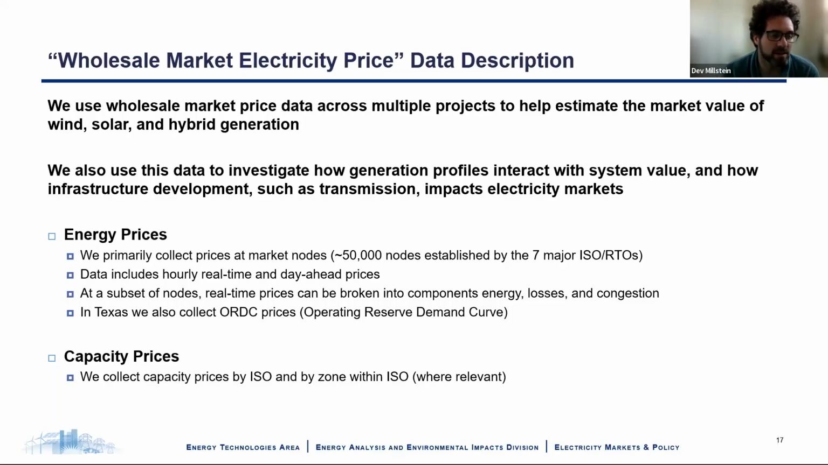And in Texas, we also collect something called the operating reserve demand curve prices. And these are prices that are added to wholesale real-time prices as a way to incentivize additional investment in capacity resources. Texas doesn't have a separate capacity market, and this sort of serves that purpose. We also collect capacity prices where there are separate capacity markets in the other ISOs, either as reported by the ISOs themselves or sometimes from other sources, such as from Berkeley. So that is the set of prices we collect.